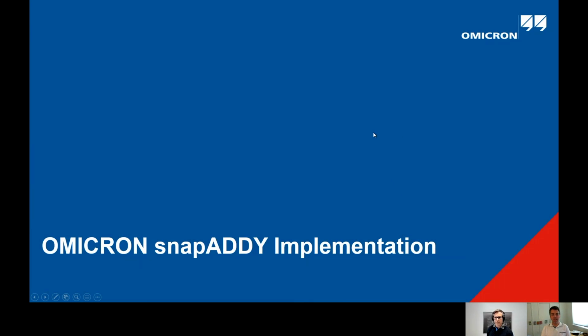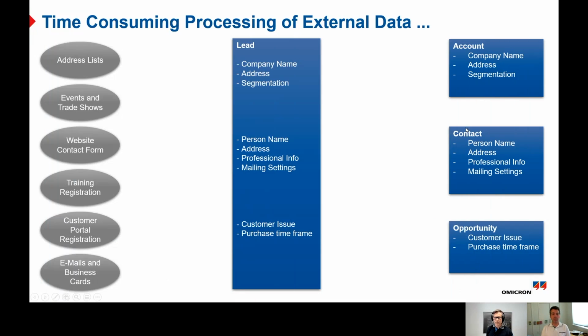Yeah, so the main issue we had already when we started looking at it in 2011 is that we have, as you see on the left side here, quite a lot of different sources of data from external sources. So we have address lists, we go to trade shows and events a lot, we have our website, training registrations, a customer portal. All those areas are where people enter data and they don't always enter it perfectly, unfortunately.